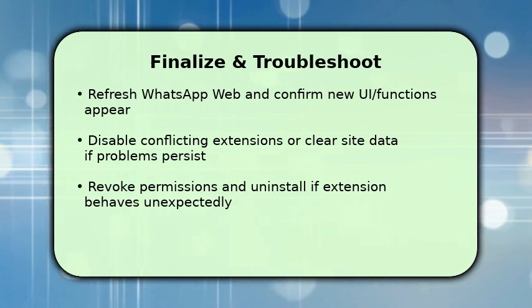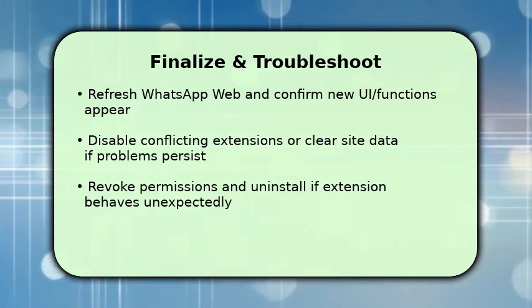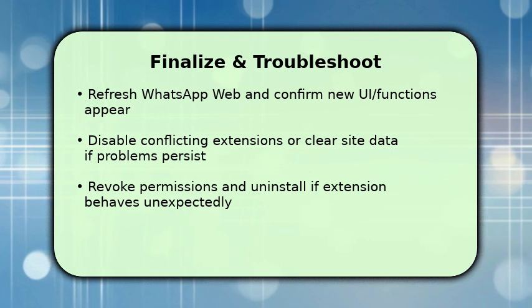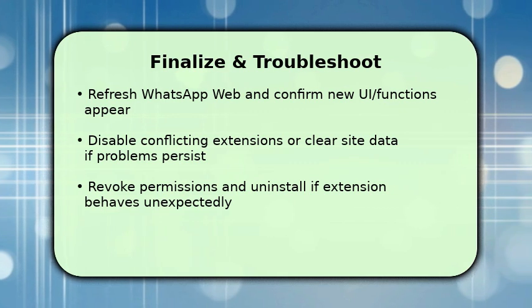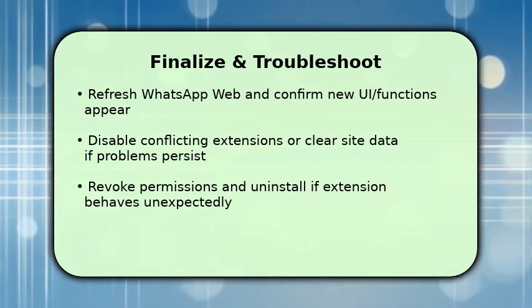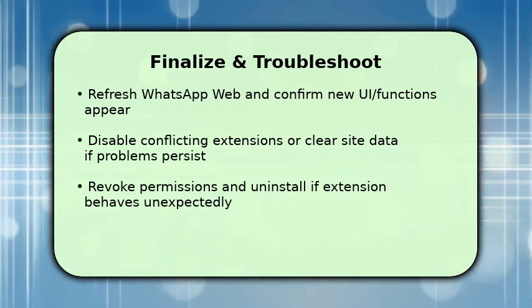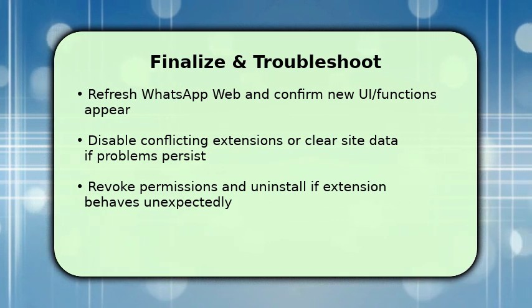Make sure your phone remains connected to WhatsApp. Sync problems often look like extension failures. If the extension misbehaves, revoke permissions and uninstall. Then reinstall a clean copy. This controlled rollback protects your account and helps isolate the root cause.